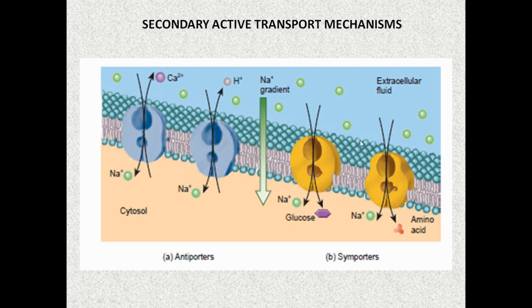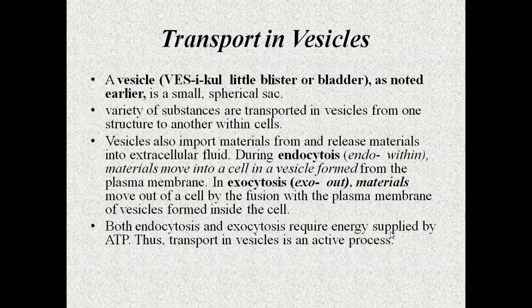And for symporters, you can see this is the extracellular fluid and this is the cytosol. Sodium and glucose are transported in the same direction. Here sodium and amino acids are transported in the same direction. So these are some examples and pictures for secondary active transport. Now we have seen primary active transport and secondary active transport, that is the active transport.